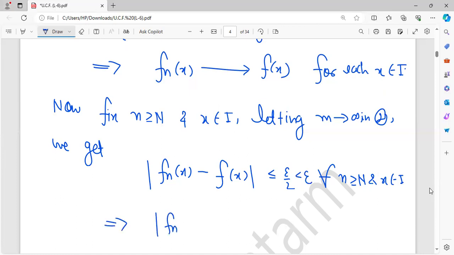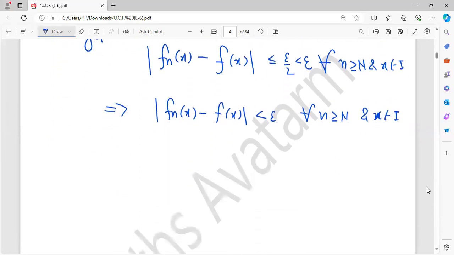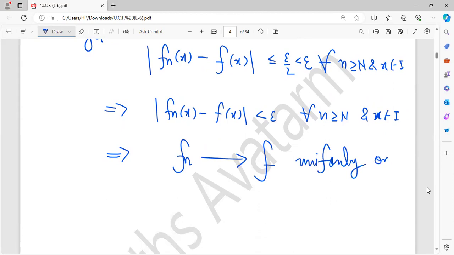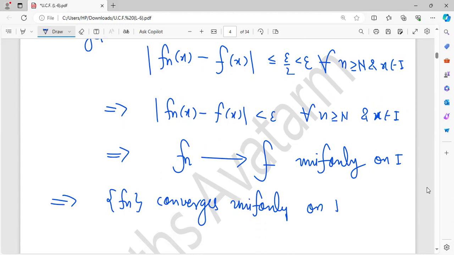But this is strictly less than epsilon. So this implies, what does it mean? f_n converges to f uniformly on I. So this implies f_n converges uniformly on I. So this theorem is proved. Okay.